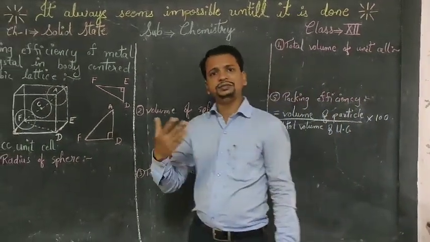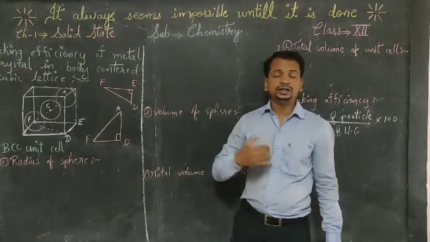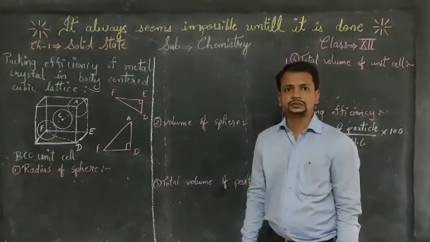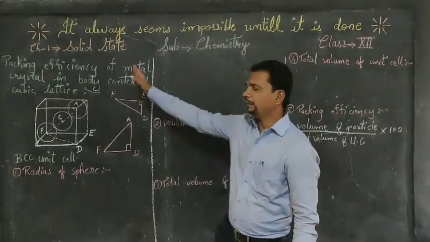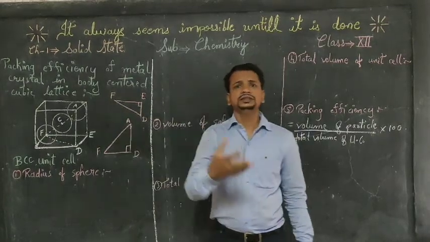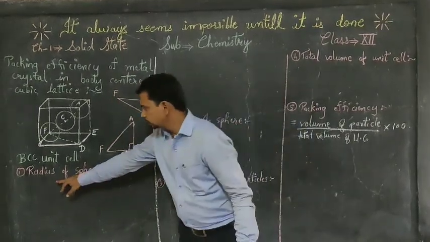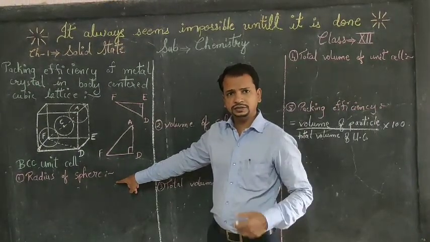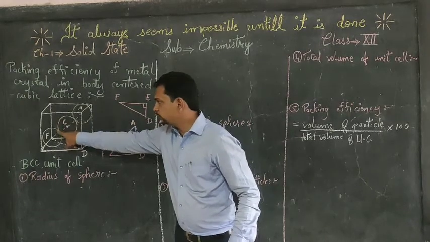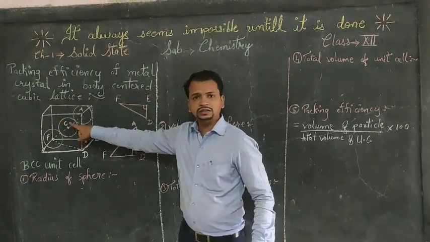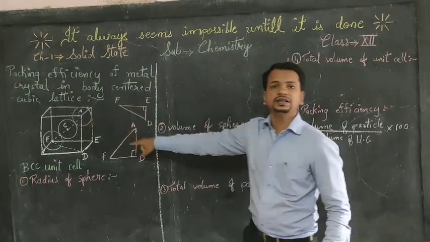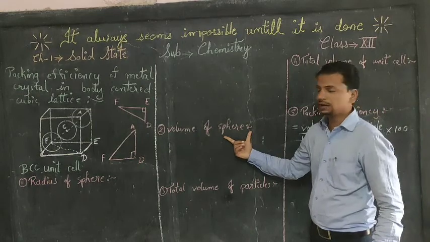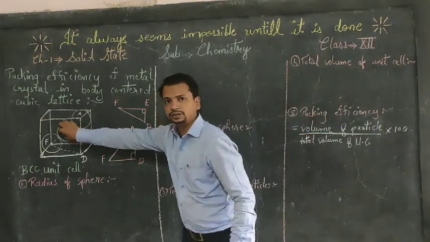And in the last video of unit cell we have seen the steps to find out the packing efficiency. First step is to find out the radius of sphere. This sphere means the particles which we are considering. In the second step, we have to find out the volume of sphere. What is the volume of this sphere?